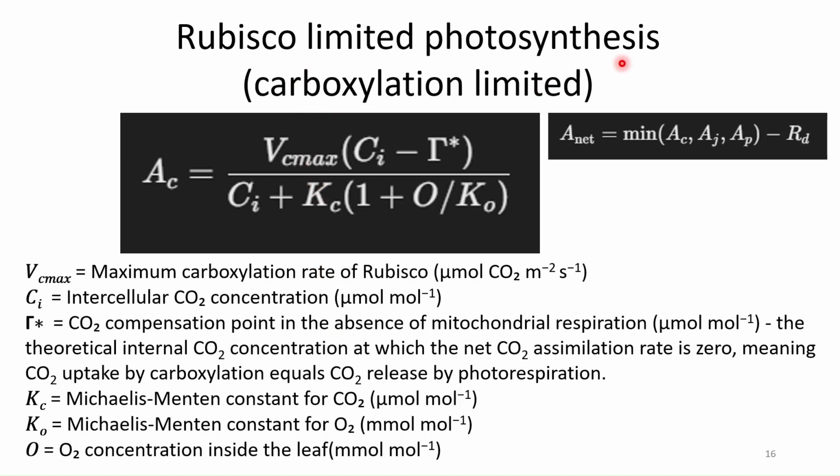So in the Rubisco limited photosynthetic rate, this Vc max is a very important parameter because it represents the maximum rate at which carboxylation occurs. Ci is the intercellular carbon dioxide concentration. G star is the carbon dioxide concentration at which the net uptake of photosynthetic rate is equal to the net release of carbon dioxide when photorespiration occurs. It is called the carbon dioxide compensation point. Kc and K naught are the Michaelis-Menten constants for carbon dioxide and oxygen, and O is the oxygen concentration inside the leaf. Now this is how the Rubisco limited photosynthetic rate is depicted.